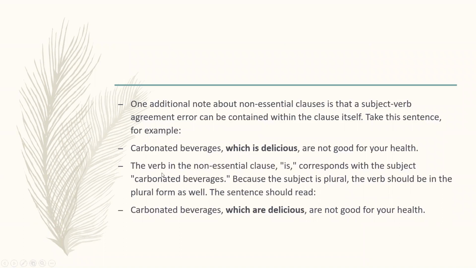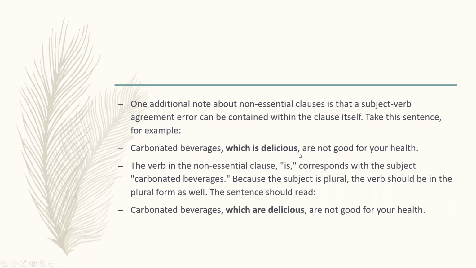Here's another one. Carbonated beverages, which is delicious, are not good for your health. This is one of the tricks that the ACT does, is they put two grammatical mistakes. Well, let's say that they're underlining "are," and they're looking for carbonated beverages. Well, carbonated beverages are plural, and so this is correct, "are." But when you read it, it sounds off because of "which is delicious." This is a mistake.